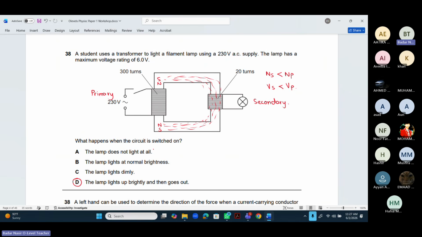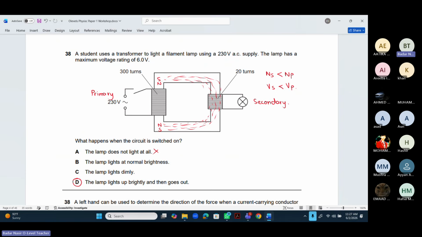The lamp does not light at all. So this is not true. The lamp lights at normal brightness. So it won't be normal brightness here. The lamp has a maximum voltage rating of 6 volt. Now, the voltage rating of the lamp has been given to you for a reason.